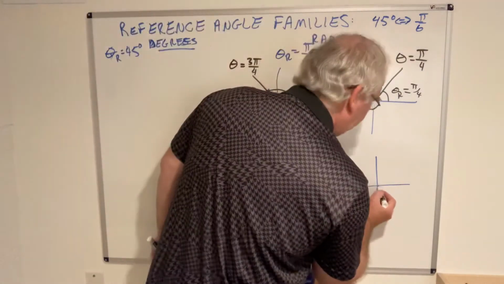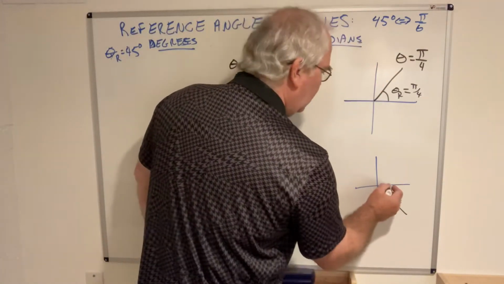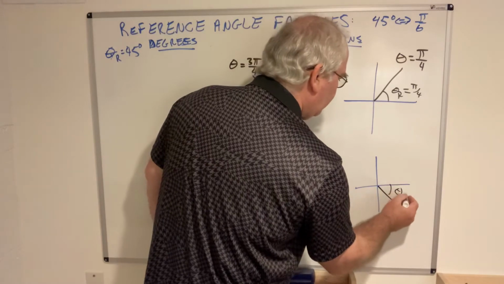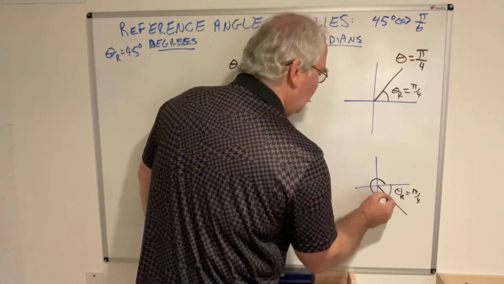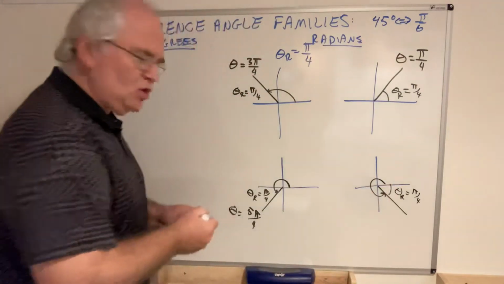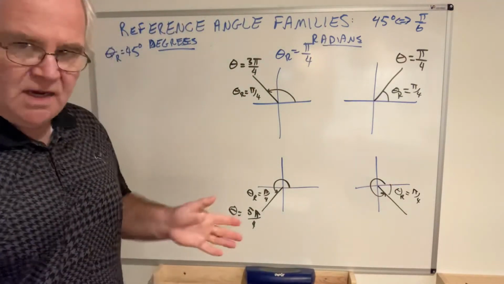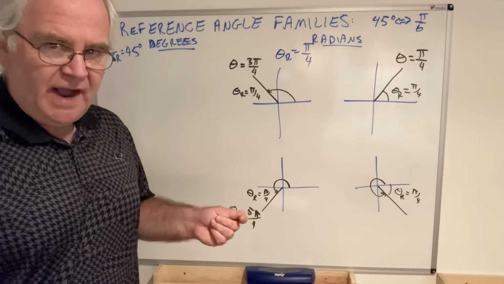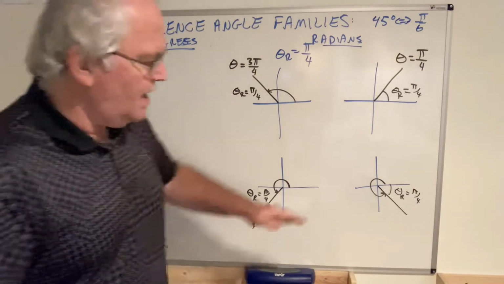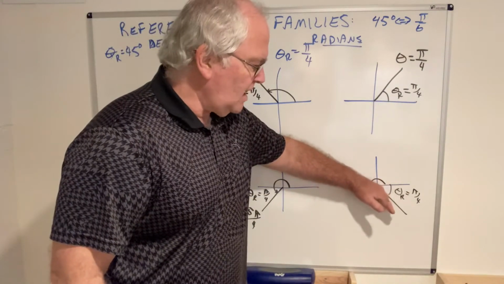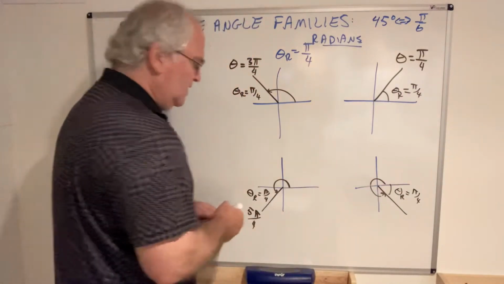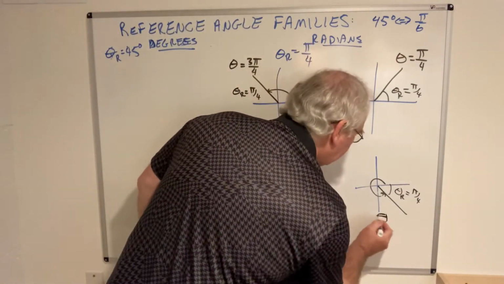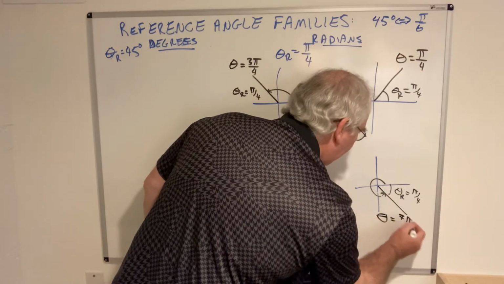And then finally, in quadrant 4, again, theta reference is pi over 4. This is the angle we want. That's 2 pi. Again, we need a common denominator of 4. So 2 pi is the same thing as 8/4. 8/4 take away 1/4, right? So this value for theta is 7 pi over 4.